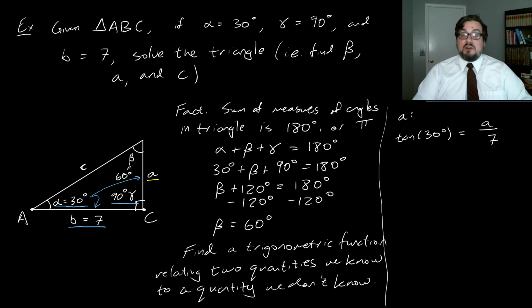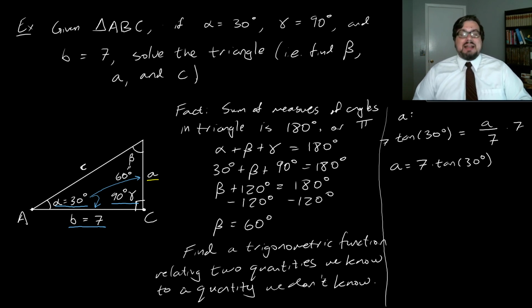This allows us to solve for A. Once we have this equation, we can rearrange for A. In this case, we can just multiply by 7 on both sides to get A equals 7 times the tangent of 30 degrees. Now, where you go from here depends on a couple of things. It depends on whether the problem wants an exact answer or not, and whether the angle inside your trig function is one of our familiar angles.